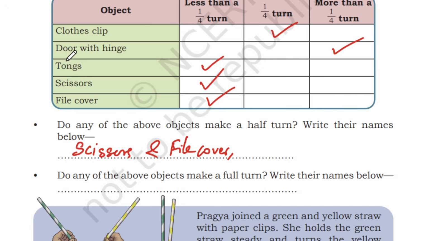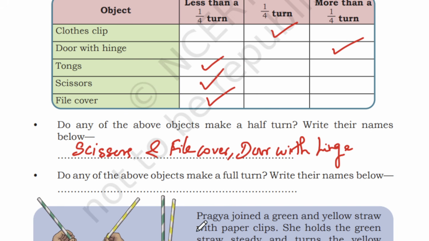Yeah, and we have tongs also. No, doors with hinges. That also went for a half turn. If your teacher is telling not scissor, please leave it scissors, students. You can skip the scissors. Doors with hinges.